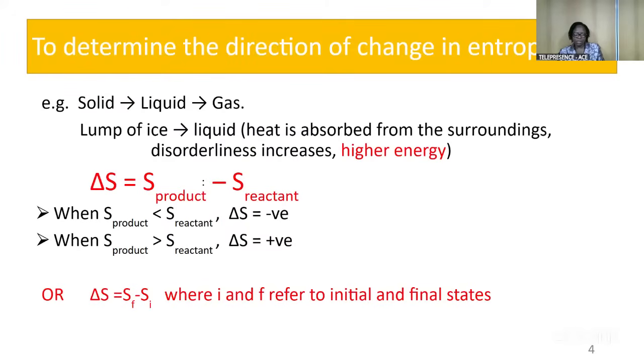You may have a solid changing to liquid and then to gas. For example, using water, which is a very common solvent, you can have a lump of ice changing to liquid, which implies that the ice has absorbed heat from the surrounding, and thus it has increased its disorderliness, which means that the amount of energy has increased. So when you have such changes of state, you can determine the change in entropy. The change in entropy is going to be S of product, that is the entropy of the product, minus the entropy of the reactant.